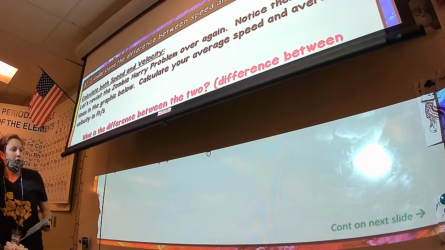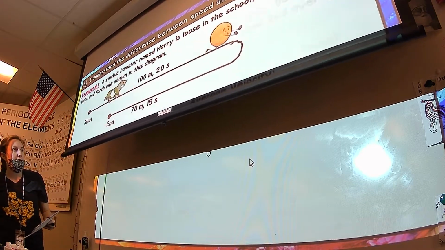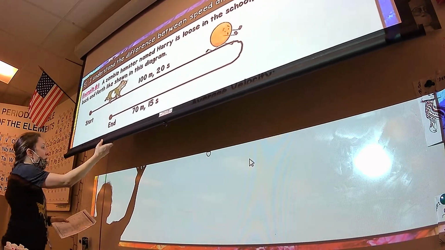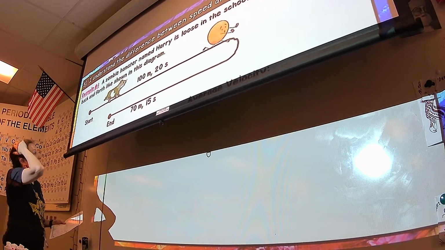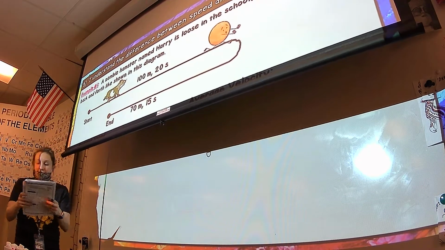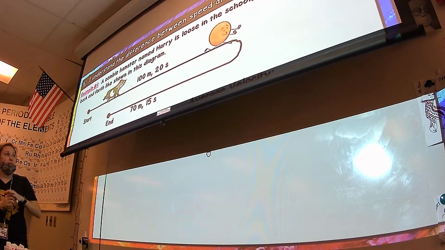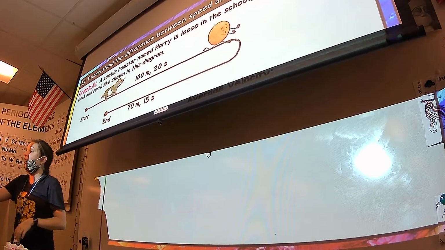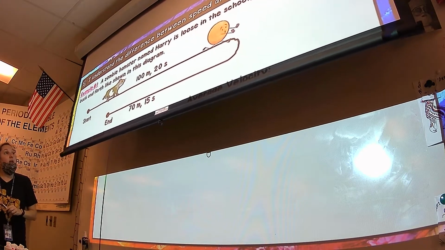Hold on, let me figure out. I've got to get to the next slide. There we go. Okay, so it wants average speed. We're going to do speed over here, and it's going to want velocity over there on that end. It's in the black right here. I don't know if y'all can see that, but it matches your paper. So here's our diagram.